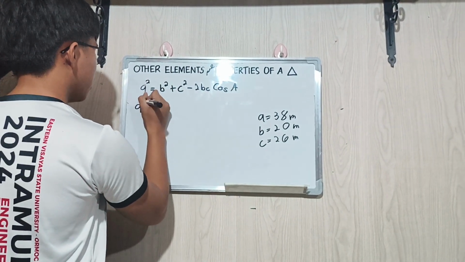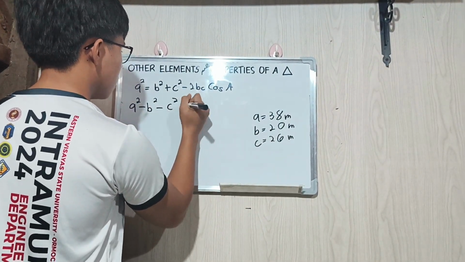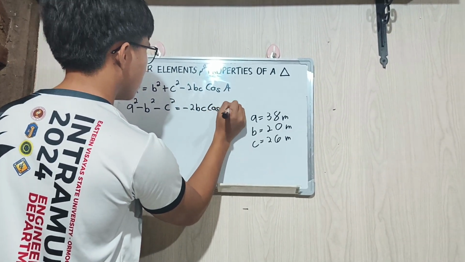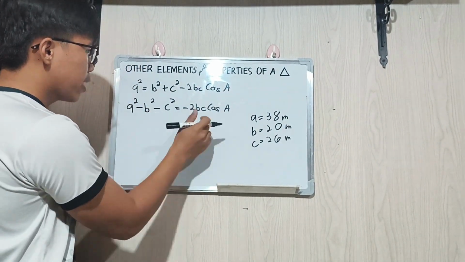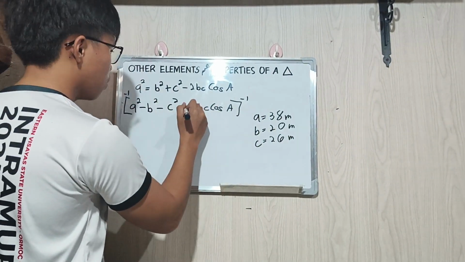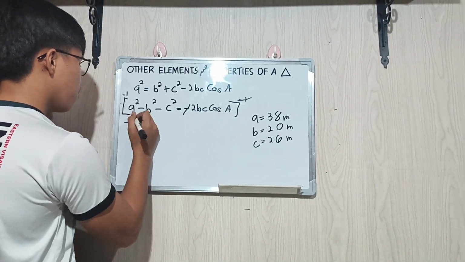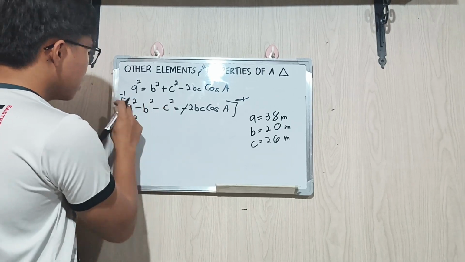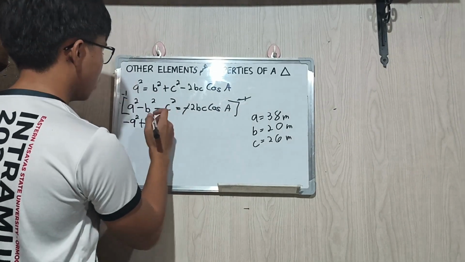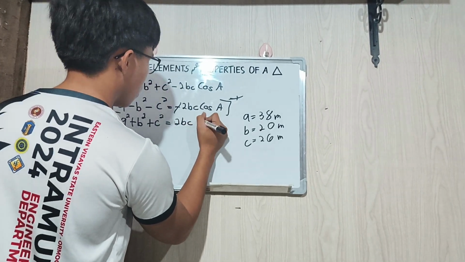So A squared minus B squared minus C squared is equal to negative 2BC cos A. Then multiply both sides by negative 1, so the negatives cancel. Negative 1 times A squared is negative A squared. Negative 1 times negative B squared is positive B squared. Same with this one, so plus C squared is equal to 2BC cos A.